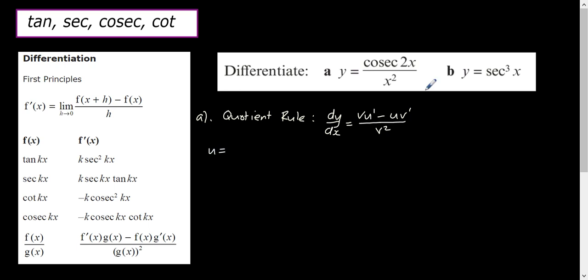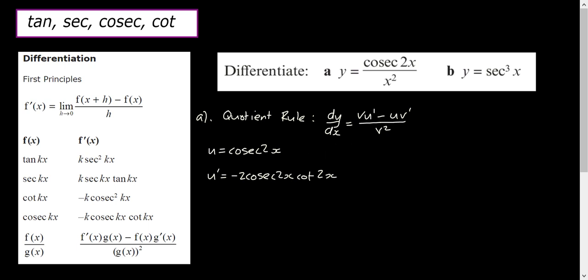Let's label our u's and our v's. So in this here, we've got u is cosec 2x, that's our numerator, and our v is x squared. Now, how do we differentiate cosec 2x? We use our standard result. So we look it up, we say f of x is cosec 2x, this time our k value is 2. And to differentiate it, we're literally following the pattern. So we have minus 2 cosec 2x cot 2x. Okay. Now, nothing huge about that. Let me just move this around a little bit.